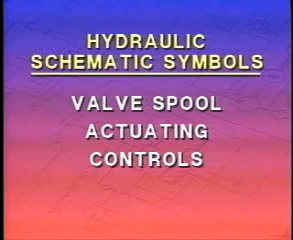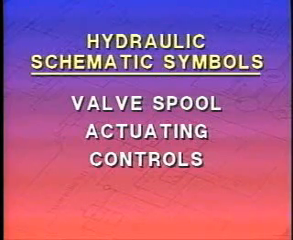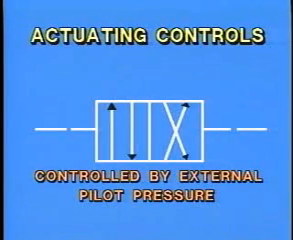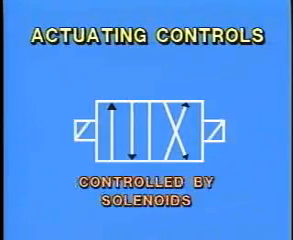Valve spools can be controlled by levers, pedals, pilot oil, or electric solenoids, which are called actuating controls. These actuating controls are shown by symbols placed on the ends of the envelopes. The dashes here indicate that this valve is being controlled by external pilot pressure. Valves controlled by solenoids are shown with a small square with a diagonal line located at the end of the envelope.